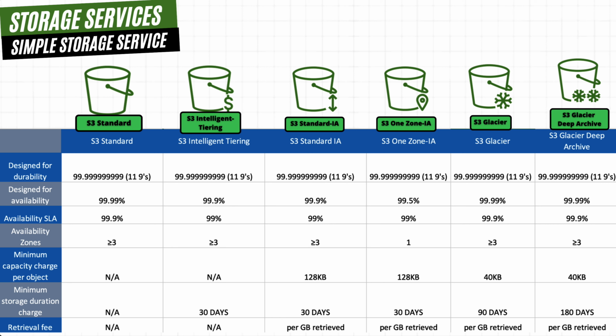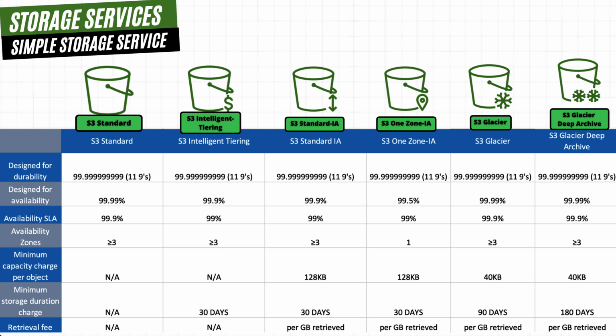And finally, we have S3 Glacier and S3 Glacier Deep Archive. We use these two tiers to archive our data. So basically, these two classes are used for data that you need to retain for a long period of time without usually needing to access it. But when you do access this data, there is a retrieval cost associated with it.